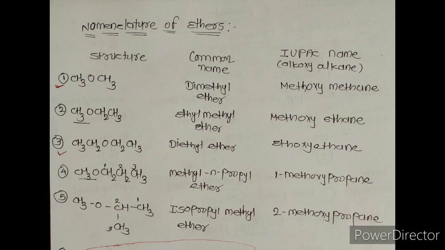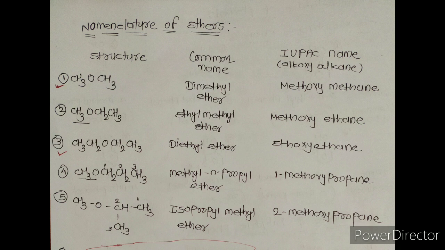If we are talking about the IUPAC name of the second compound, then oxygen is moved towards the left side because it contains one carbon, hence it becomes methoxy, and for two carbons it becomes ethane. So the final IUPAC name is methoxyethane. Third compound.